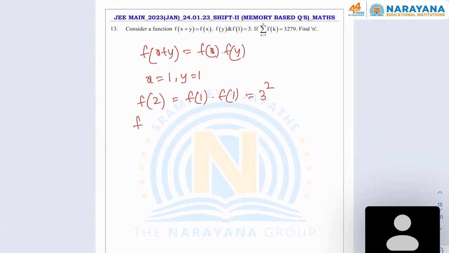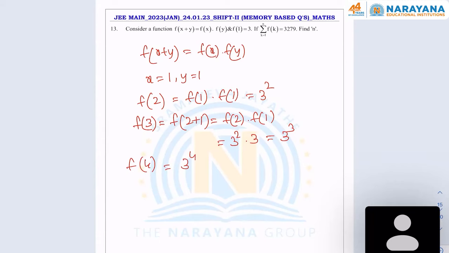Now I want to find f of 3. f of 3 means it is equal to f of 2 plus 1. So f of 2 into f of 1. So 3 square into 3, which is equal to 3 cube. Similarly, if we find f of 4, it will be equal to 3 power 4.